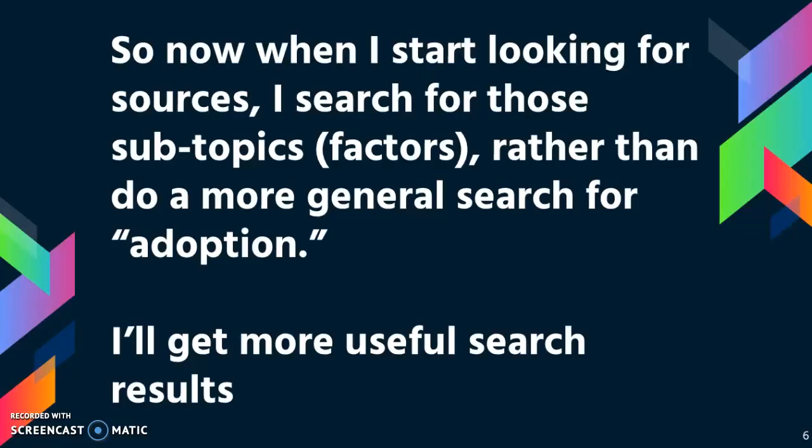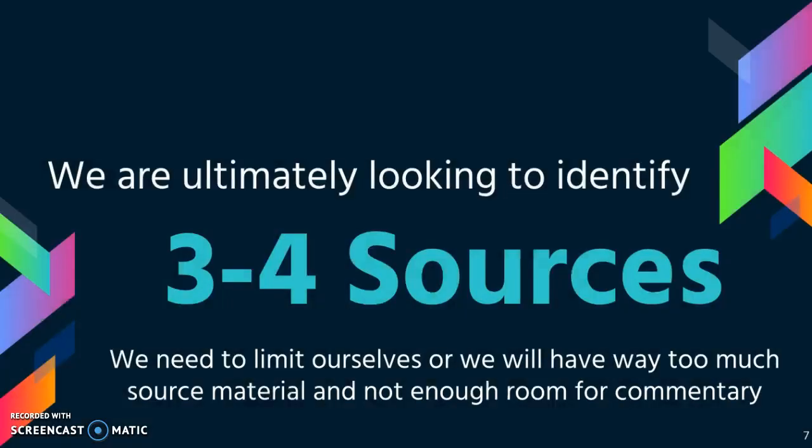So now that we know what factors we're looking for, when we start looking for sources, I can search for those subtopics, those factors, rather than doing a more general search for adoption. Because if I just search for adoption, I'm going to get hundreds of thousands of resources that aren't going to be very helpful. So ultimately, the point of narrowing this down to a couple of factors of interest is that I'll get more useful search results.